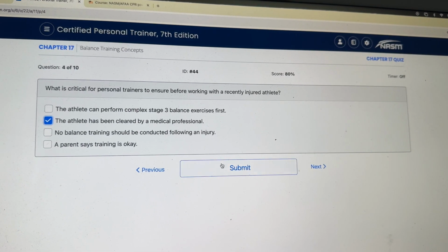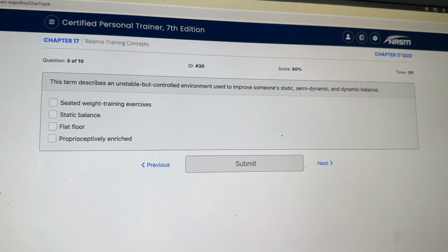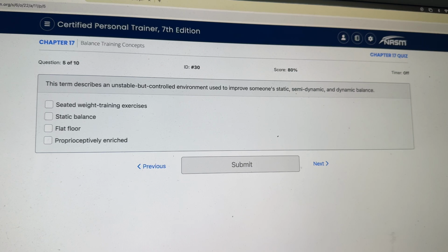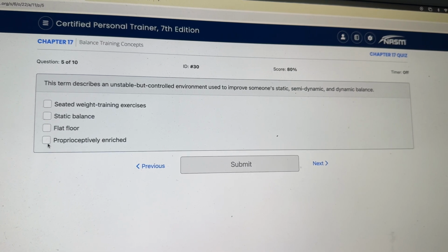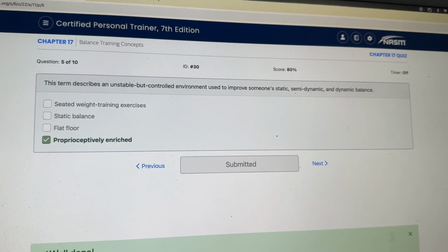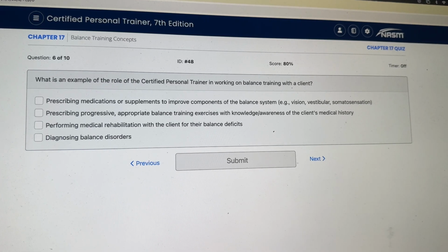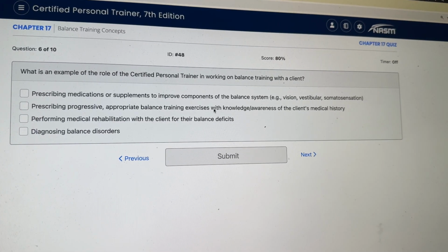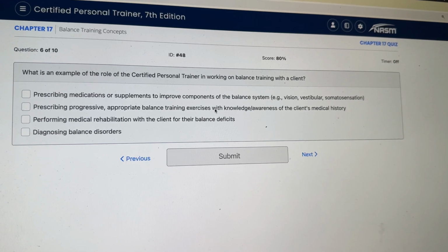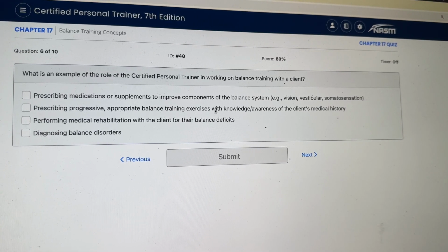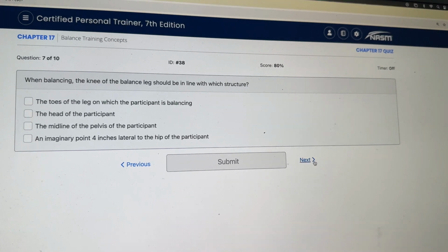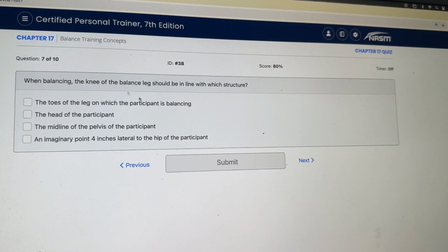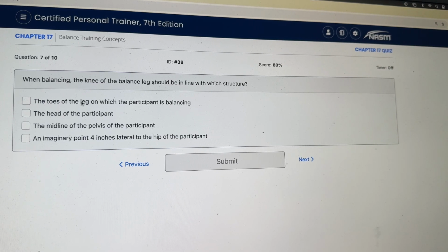The athlete has been cleared by a medical professional. What term describes an unstable but controllable environment used to improve someone's static, semi-dynamic, and dynamic balance? Proprioceptively enriched. What is an example of the role of a certified personal trainer in working on balance training with a client? Prescribing progressive appropriate balance training exercises with knowledge awareness of the client's medical history. When balancing, the knee of the balanced leg should be in line with which structure? The toes of the leg on which the participant is balancing.